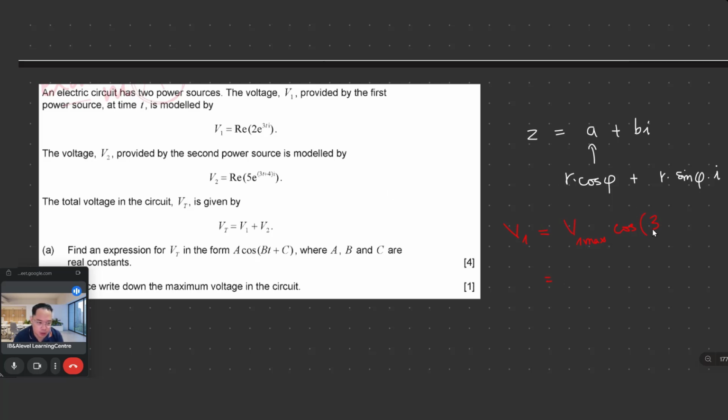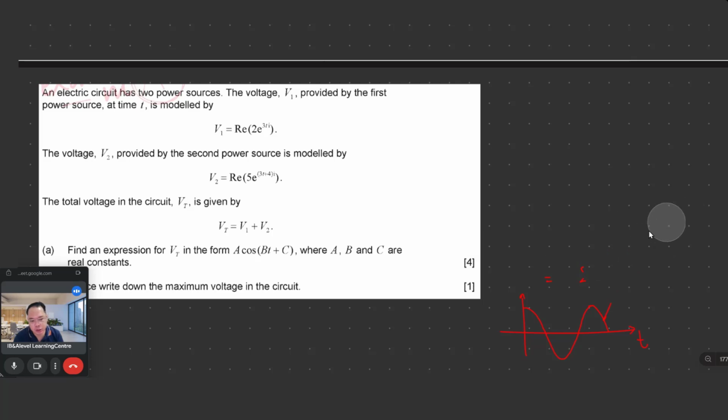is the 3t. 3t is the argument, where t is the variable, the time, which means that the voltage varies like this as a cosine function, starting from maximum and decreasing to 0 and going up again like this. And similarly for V2, the maximum here is 5 volts, and this is a cosine function with the variable t on the horizontal axis.